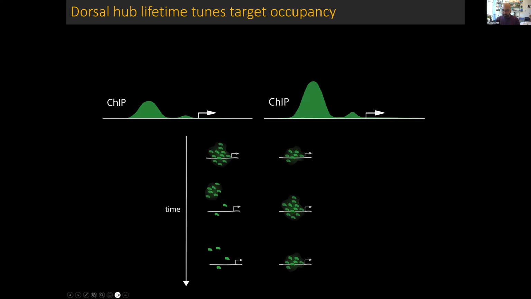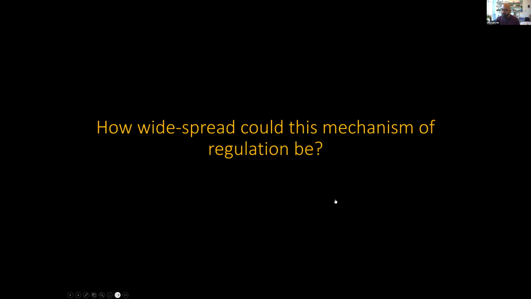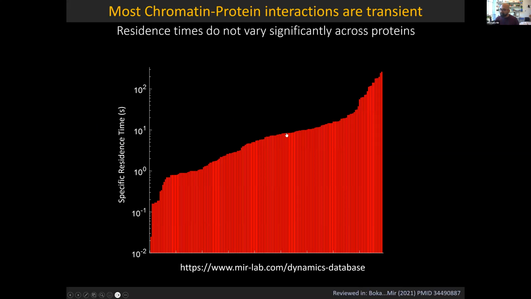So I get a question often: how widespread could this mechanism be? Is this something unique to Drosophila embryos? To address this, we looked across the literature at hundreds of papers, and what we did was compile the residence times reported for different proteins. What we found is that throughout life, going from worms to humans, through many, many different types of transcription factors, the residence times of these proteins on chromatin do not vary very significantly.